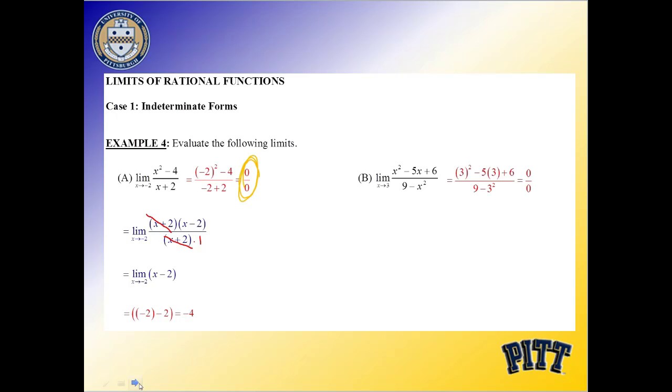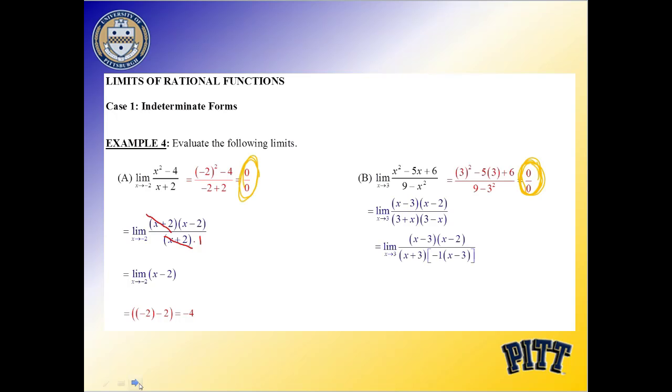In a very similar fashion, if I just plug 3 in initially, I do get that 0 over 0, which is again an indeterminate form. I'm going to now factor the top and bottom a bit. So the top becomes x minus 3 times x minus 2. The bottom becomes 3 plus x times 3 minus x.